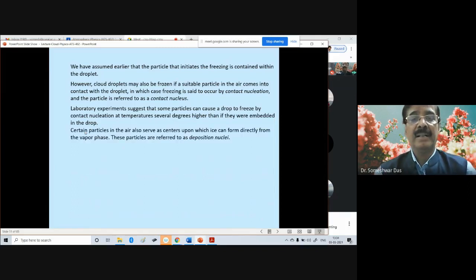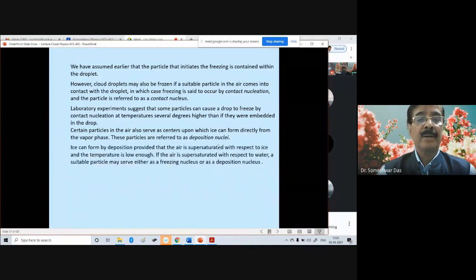Certain particles in the air also serve as centers upon which ice can form directly from the vapor phase. Okay, ice can form directly. You know the sublimation process I have studied in thermodynamics, right? In which case, ice can form directly from the water vapor. Okay, these particles are referred to as deposition nuclei. When the ice particles form inside the clouds by the sublimation process, they are called deposition nuclei. That means the water vapor comes into contact with such ice nuclei where it immediately freezes, and it's called deposition nuclei.